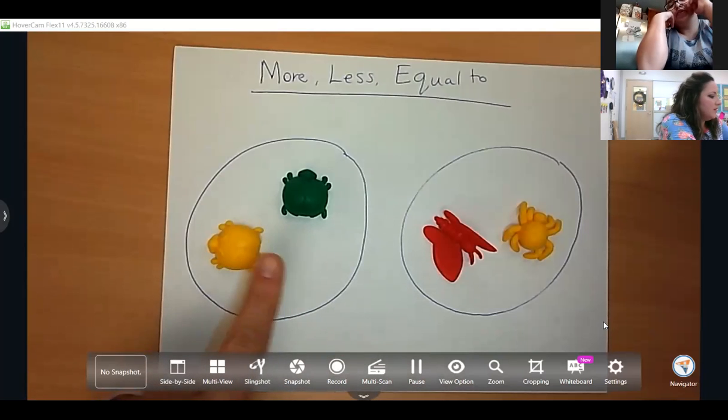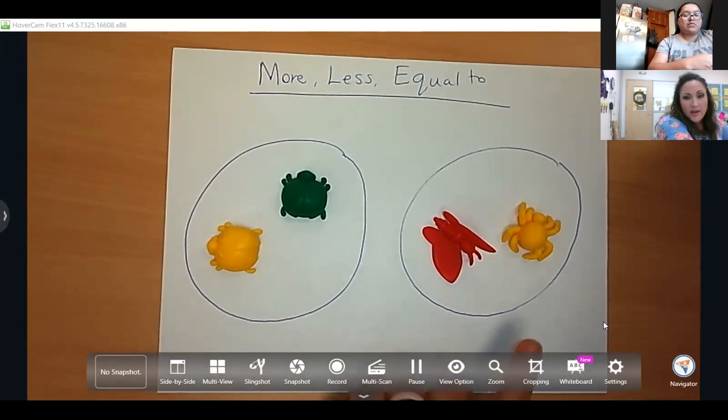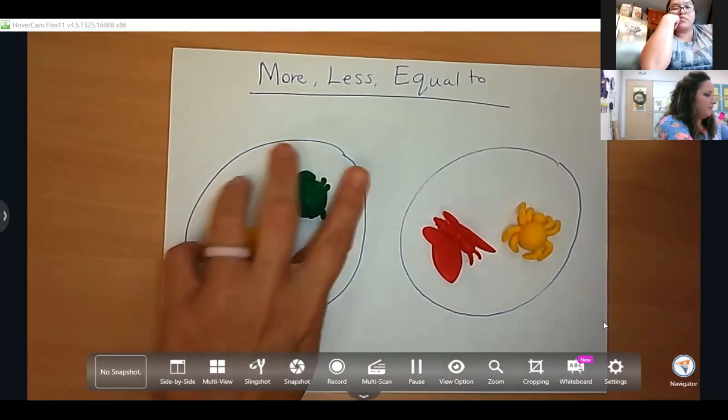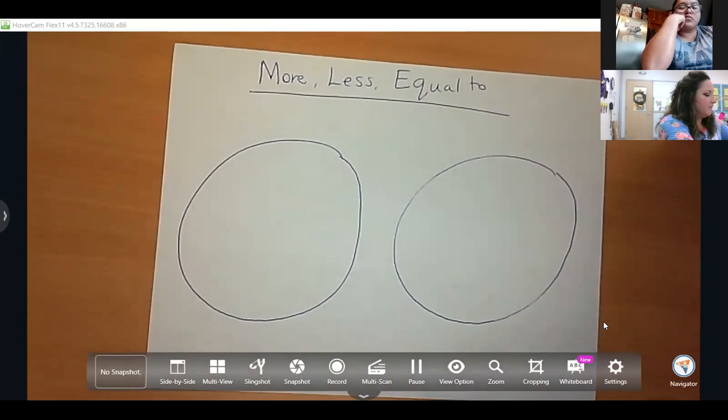This is equal because there's 2 in this circle, 2 in this circle. We want to have them justify their answer as much as possible. The more they can justify and explain it, the better they understand it.